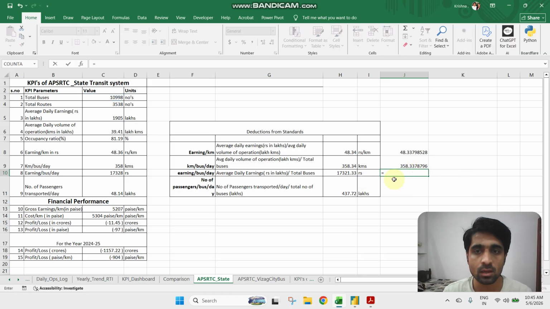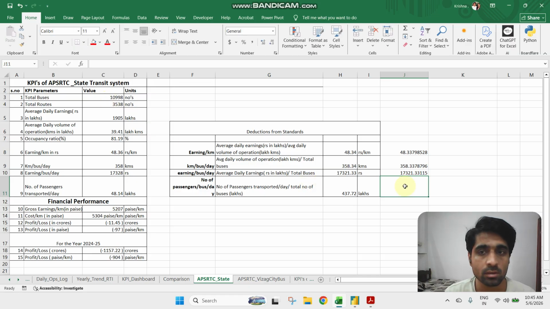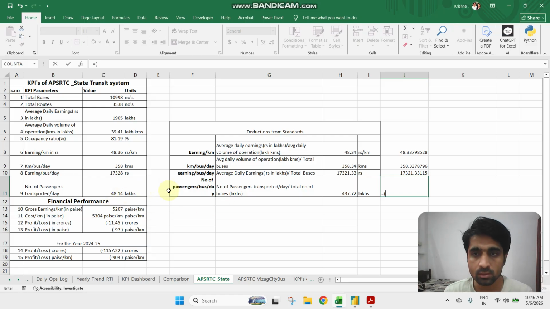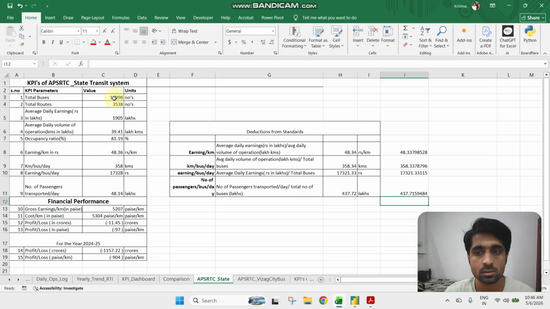So let's go through it from the start. Average daily volume, average daily earnings. So what is this? It is in minutes, divided by RP versus. So here we got 17,321. So the number of passengers per bus per day: the number of passengers transported per day, divided by the total number of buses. The number of passengers transported per day is 48.41 lakhs, so this is in lakhs, divided by the total number of buses again. Total number of buses, what is it?